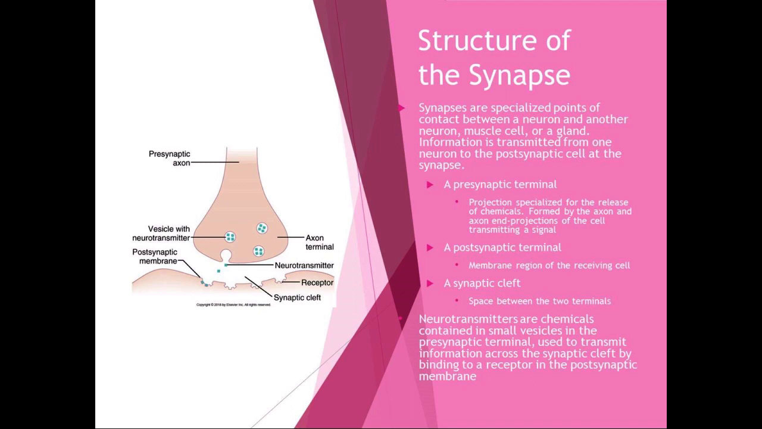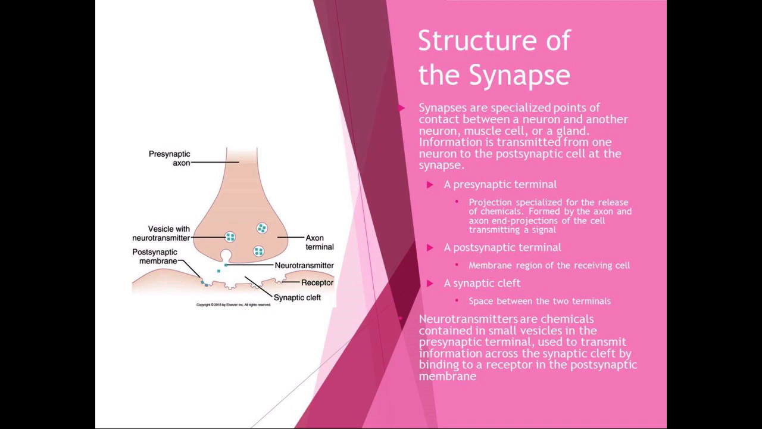Neurotransmitters are chemicals that are produced in the soma of the neuron. They're packaged in small vesicles, and those vesicles go down that axoplasmic transport mechanism to the presynaptic terminal at the end of the axon. And when released, those neurotransmitters are used to transmit information across the synaptic cleft by binding to a receptor in the postsynaptic membrane. So it's pretty cool how that works.